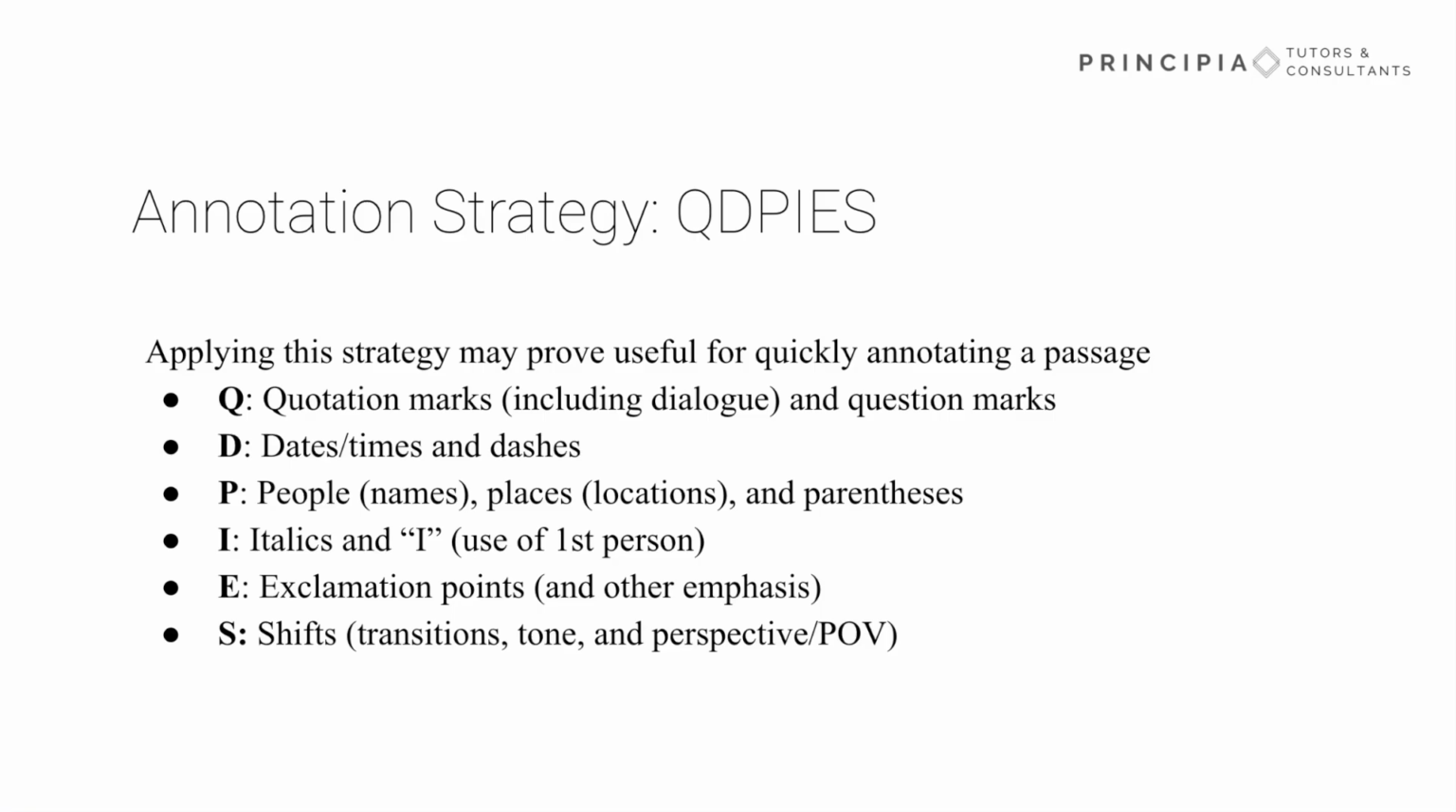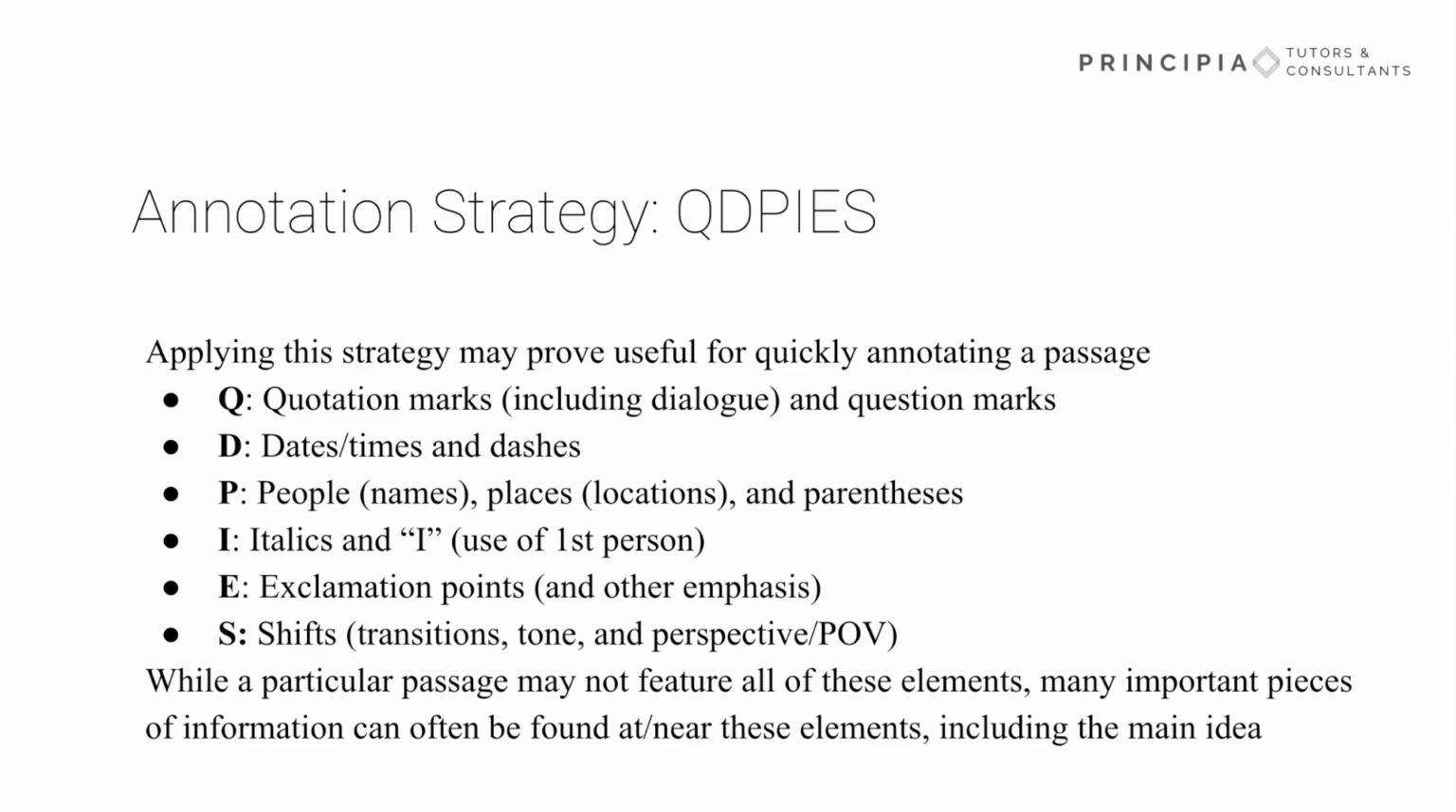And finally, the S would stand for just the large category of shifts. So that could be transitions like the continuers, contradictors, cause-effect words. The tonal shift, so maybe going from positive to negative or formal to informal, and then a perspective or POV shift, which may not happen as often, but is really, really helpful to notice if your speakers change or if you're going from first or second person pronouns to third person or vice versa. Not all passages are going to feature every one of these elements. However, important pieces of information can be found at or near these elements, often including the main idea.